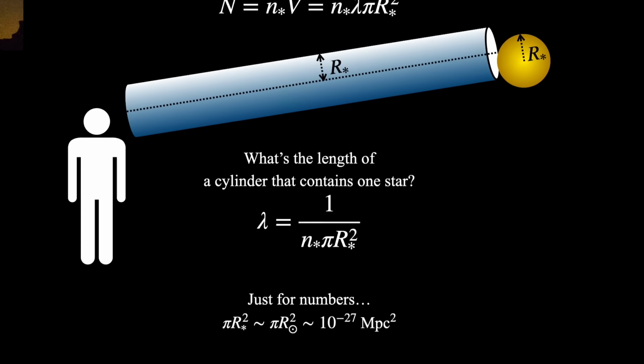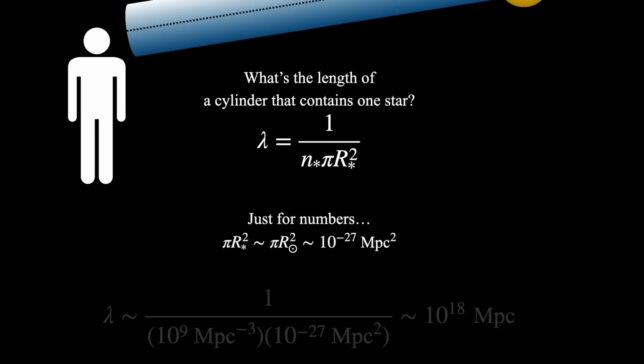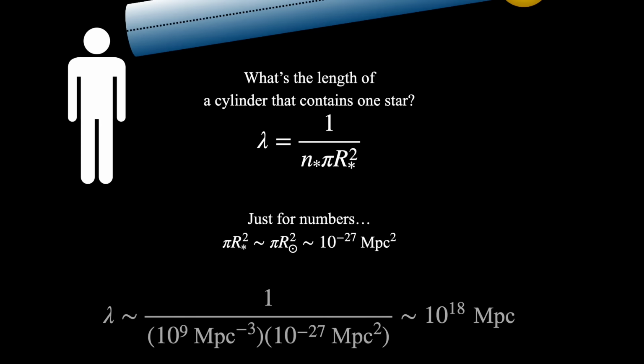Again, we're going to use n stars equal to 10 to the ninth cubic stars per cubic megaparsec, and pi r sub star squared is approximately pi r sub sun squared, which in units of megaparsecs is about 10 to the minus 27th square megaparsecs. So it's a really tiny aspect of a megaparsec. So lambda, when we plug these numbers in, is 1 over those two numbers combined, and that gives us 10 to the 18th megaparsecs.